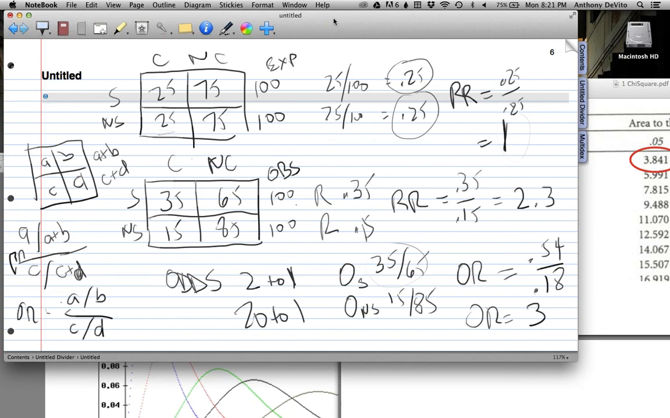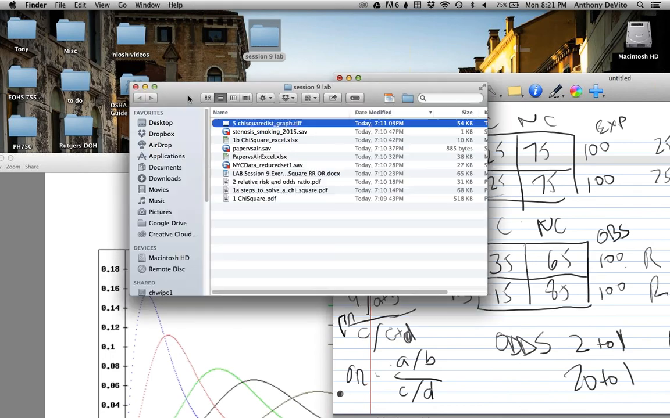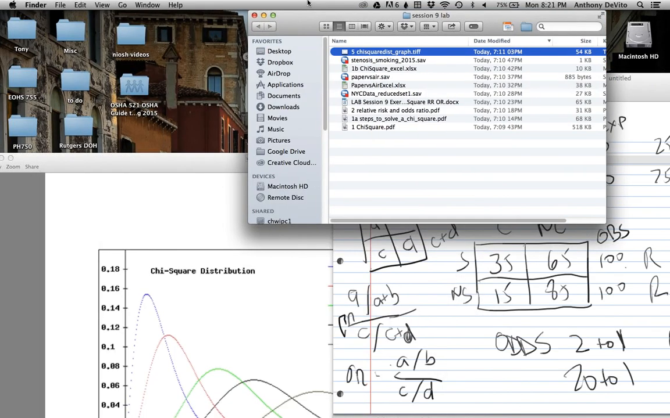So let's take an example. Okay, so now one of the documents, let me look online here.